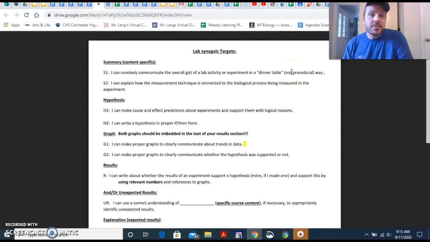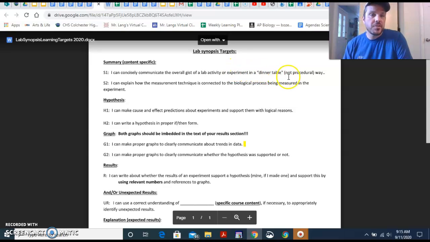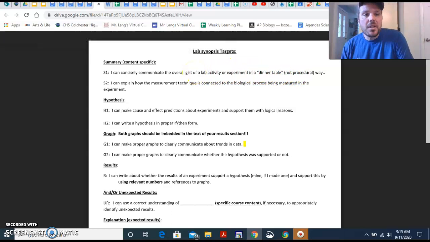Talk about the ins and outs. This is where you show me that you understand photosynthesis, and you can go into a little bit of detail about the things that we were doing. Imagine that Uncle Louie came over for dinner and he said, "Hey, what are you doing in AP biology?" This is what you're going to tell him. It's a generalized conversation that explains that you understand the overall gist of the lab without being procedural. So that's summary 1. It's challenging to write those at first, but you're going to be real good at it by the end of the year.